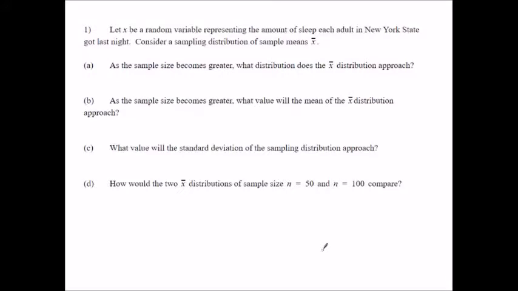All right, everyone, this is going to go over the Unit 7 review sheet. So number one, let X be a random variable representing the amount of sleep each adult in New York State got last night. Consider a sampling distribution of sample means X bar. As the sample size becomes greater, what distribution does the X bar distribution approach?